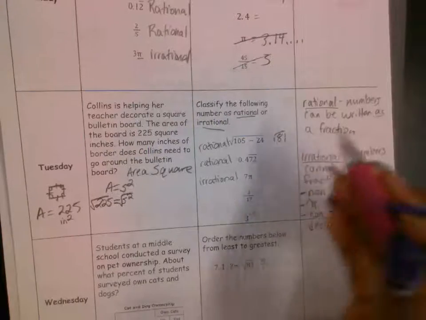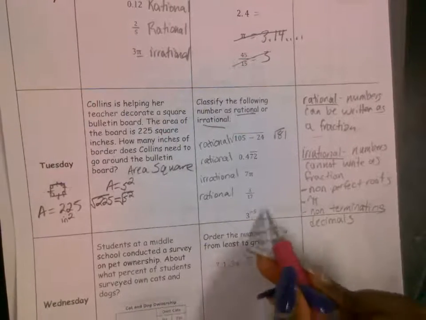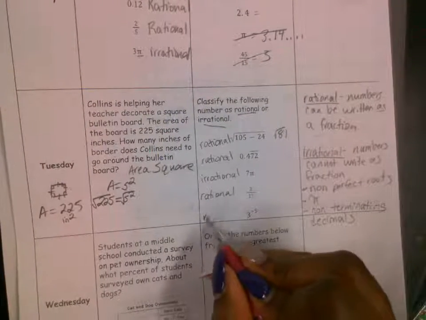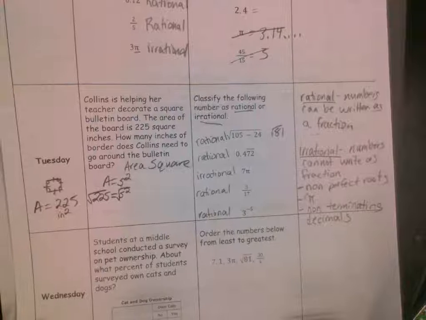What about this fraction alone? It is a fraction, so it's definitely rational. Okay. And then this number right here is also rational. And later on, we'll get into how to solve negative exponents. Questions, comments, or concerns?